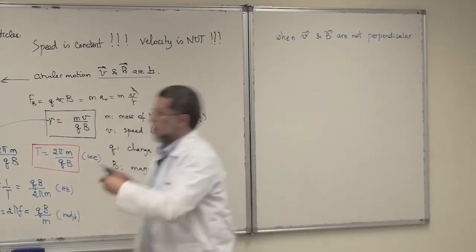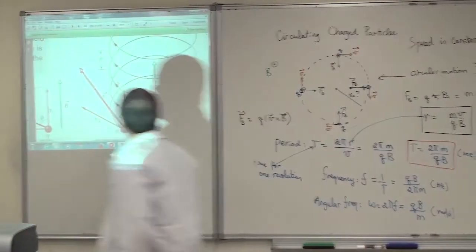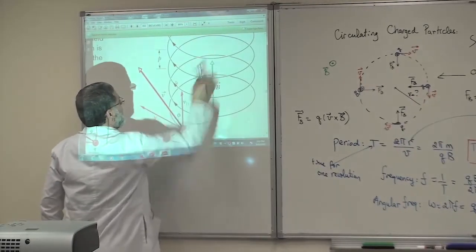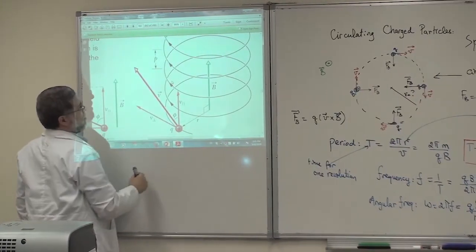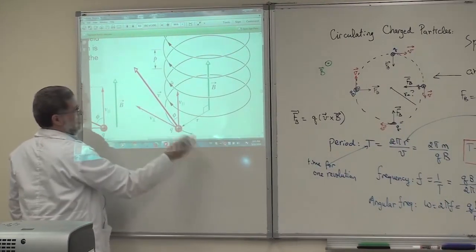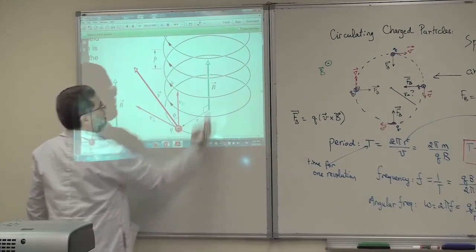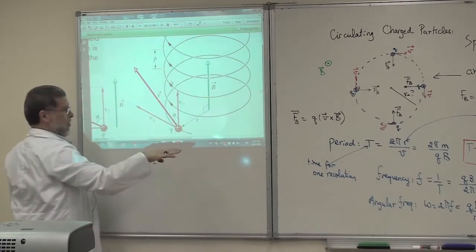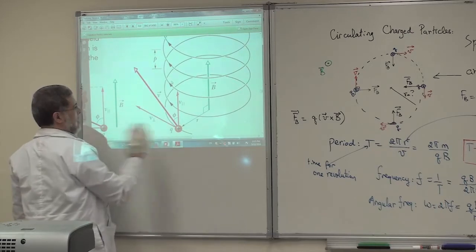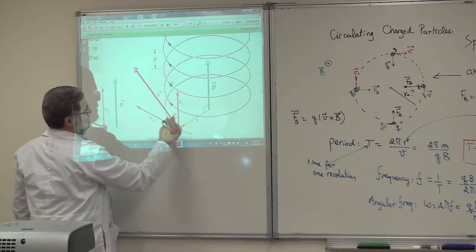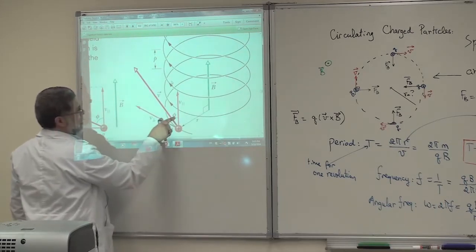Let's look at the example, the figure here, okay? Let me show you. This is B and this is V. You can see V is not perpendicular to B. It's not in the plane because B is vertically up. V should be in the plane, but here no. It has an angle between the direction of B and the angle is phi.